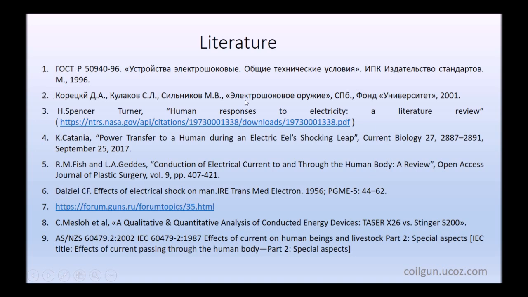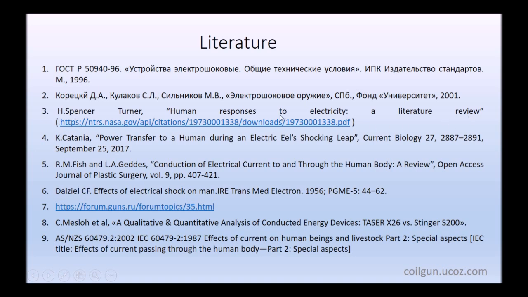The first two are Russian literature. This is the standard, or GOST, as we say in Russia, about electroshocking devices. It contains all definitions, conditions of testing of shockers, their main classes, etc. This book describes all the history of electroshocking weapons, how they are arranged, and some demands for mass-produced shockers.